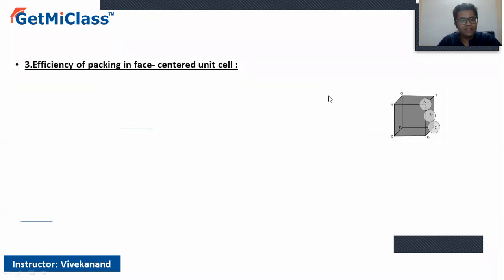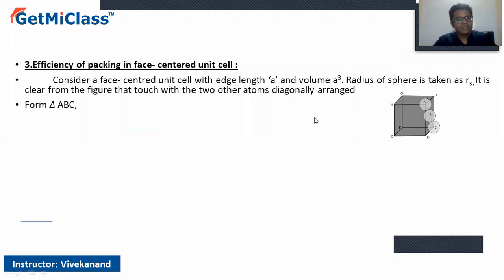So let's observe all these points. In this scenario, that is the packing efficiency in a face-centered unit cell, let's consider a face-centered unit cell with the edge length of A and the volume of A cube. Radius of sphere is R. It is clear from the diagram that the face diagonal is going to touch all these particular spheres, and they are arranged.